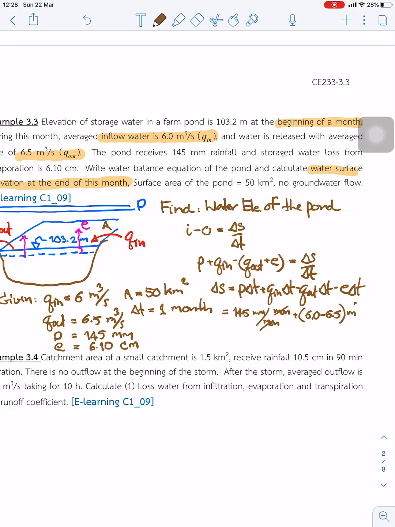we can subtract Q in and Q out, and we have to convert Q from the unit of cubic meter per second to cubic meter per month, so we have to multiply, assuming that 1 month has 30 days, 24 hours, 60 minutes, 60 seconds, so we have seconds per month, and then multiply by 1000 to convert to millimeter.